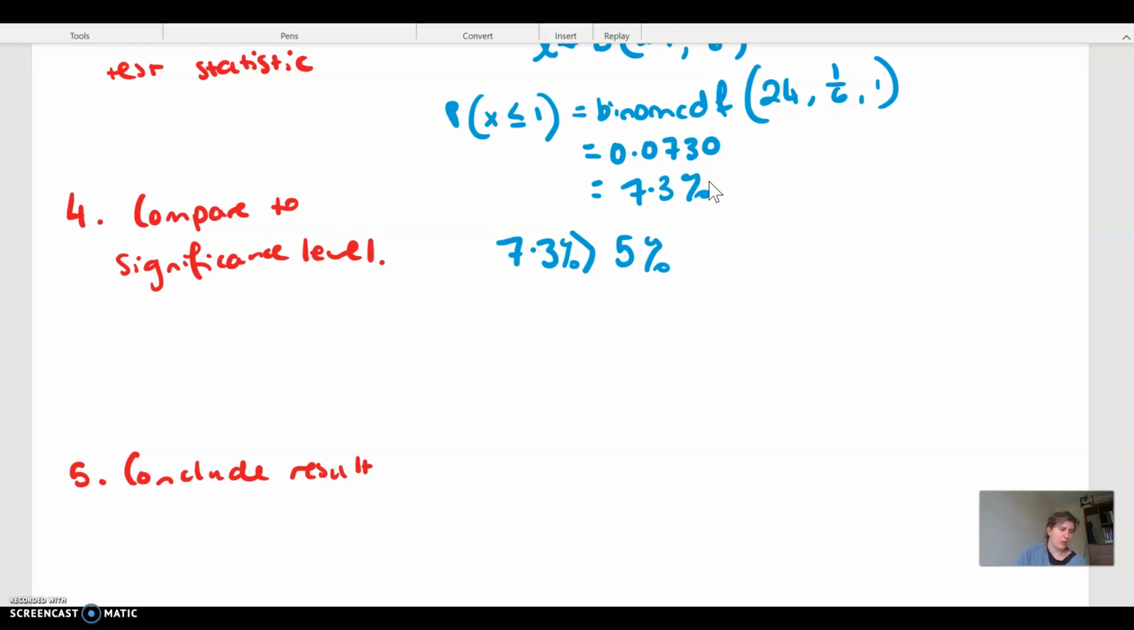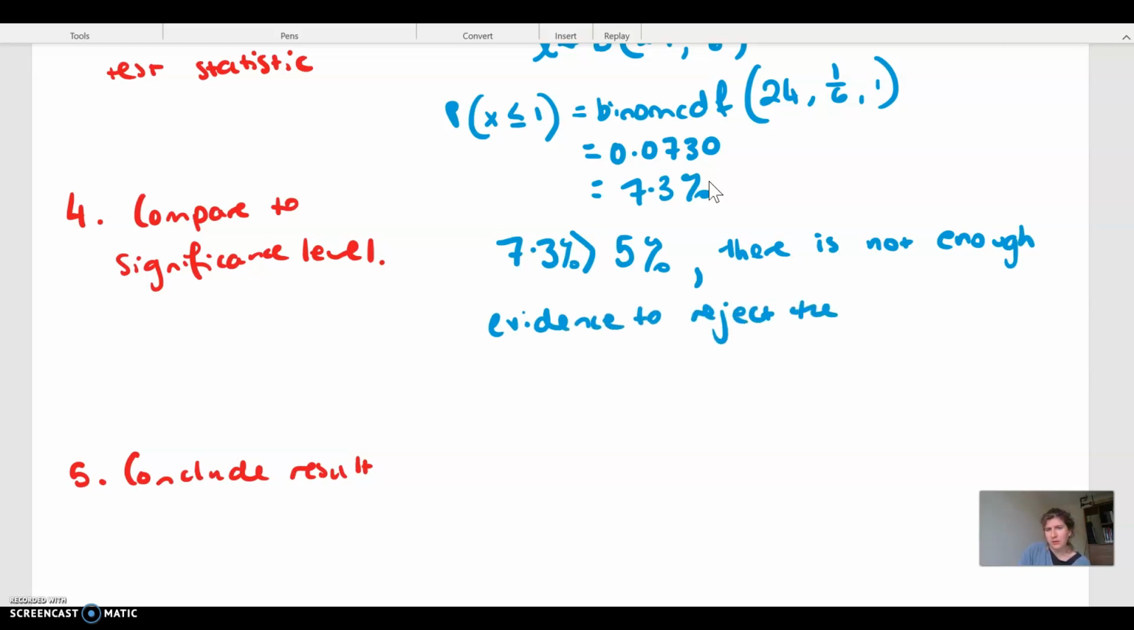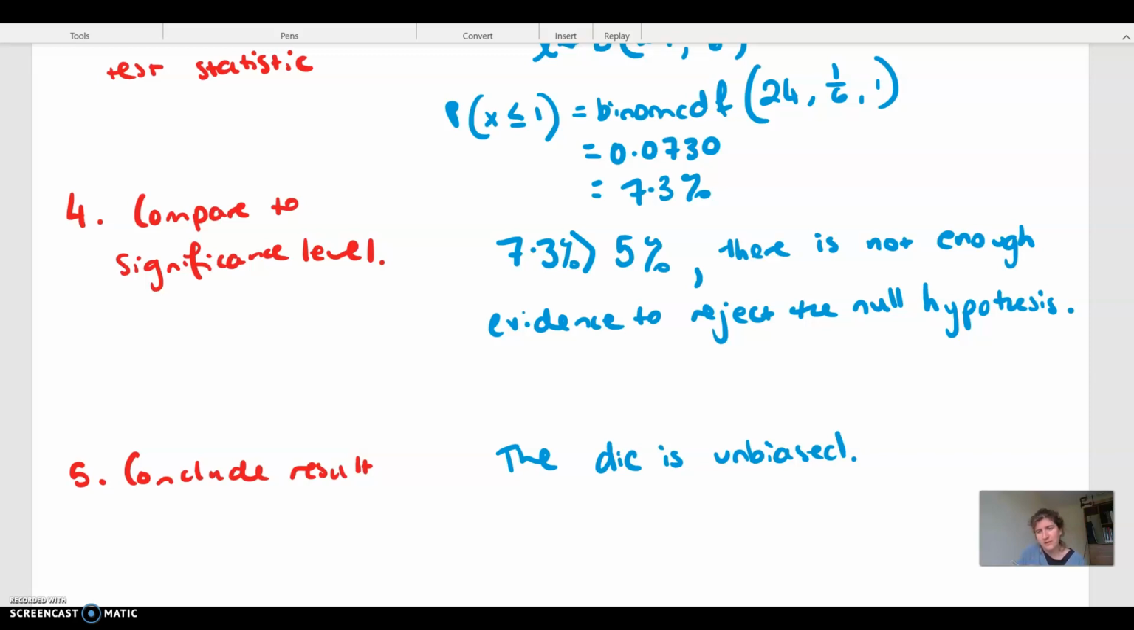Okay, so therefore, there is not enough evidence to reject the null hypothesis. All right, and so therefore, the die is unbiased. Getting 1 six out of 24 is probably an odd result, but it's not enough evidence at this stage to suggest that the die would be biased.